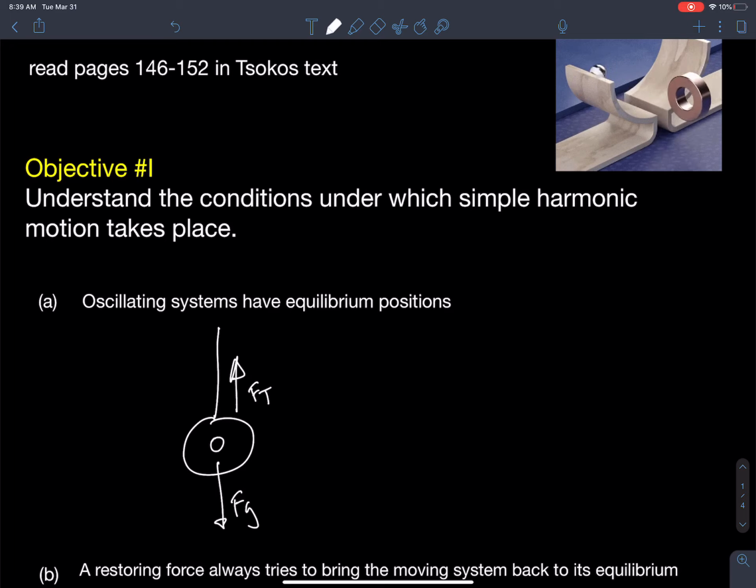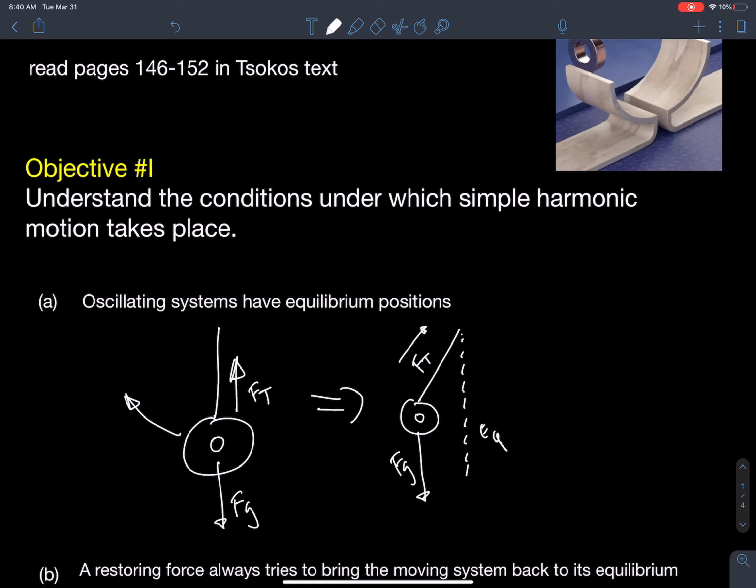Now, if I pulled that bob away from that equilibrium position, so I'll just draw a new diagram. If I pulled it away, it would look like this. That little dotted line in the middle is my equilibrium position that was there before. Now, the object is no longer in equilibrium because the force of tension is acting in a different vector plane than the force of gravity.